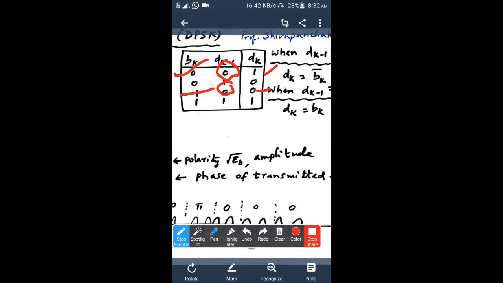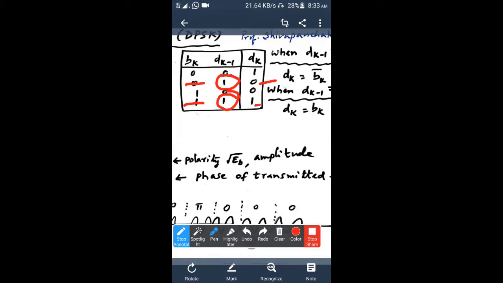Right. So inside the logic circuit, the input is inverted and produced as output. I'll come to a conclusion. When DK minus 1 is 0, the input BK is inverted and it is produced as DK. Okay. Look at the other combination. If DK minus 1 is 1, here also there are two cases. When BK is 0, DK is also 0; BK is 1, DK is also 1.